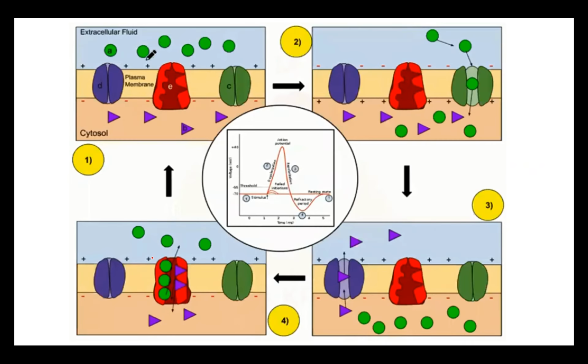This is the overall summary of what we have discussed. Sorry, this is not depolarization, this is the resting state. The green cells are sodium ions, and purple are potassium. So here more potassium will be there in the intracellular space, and sodium will be there in the extracellular space.